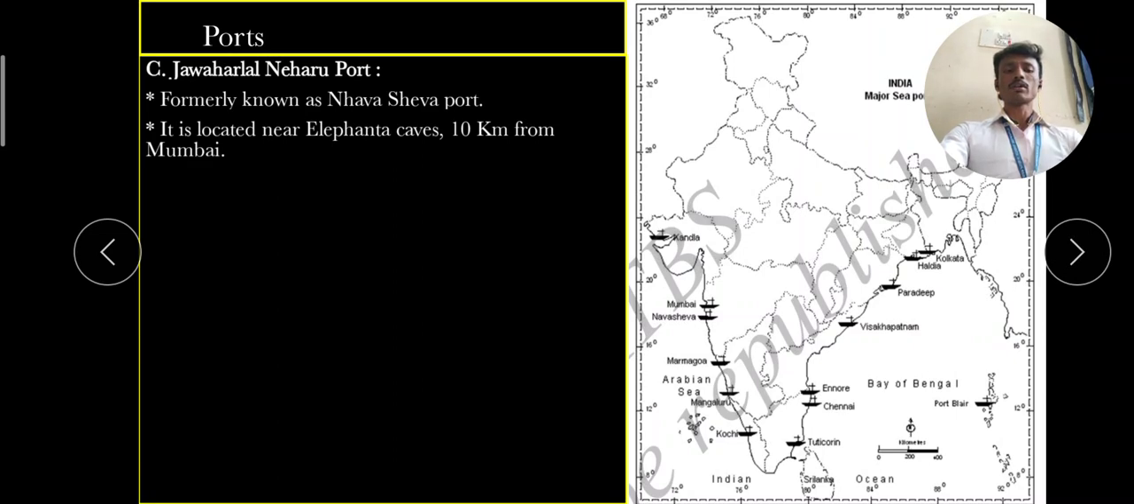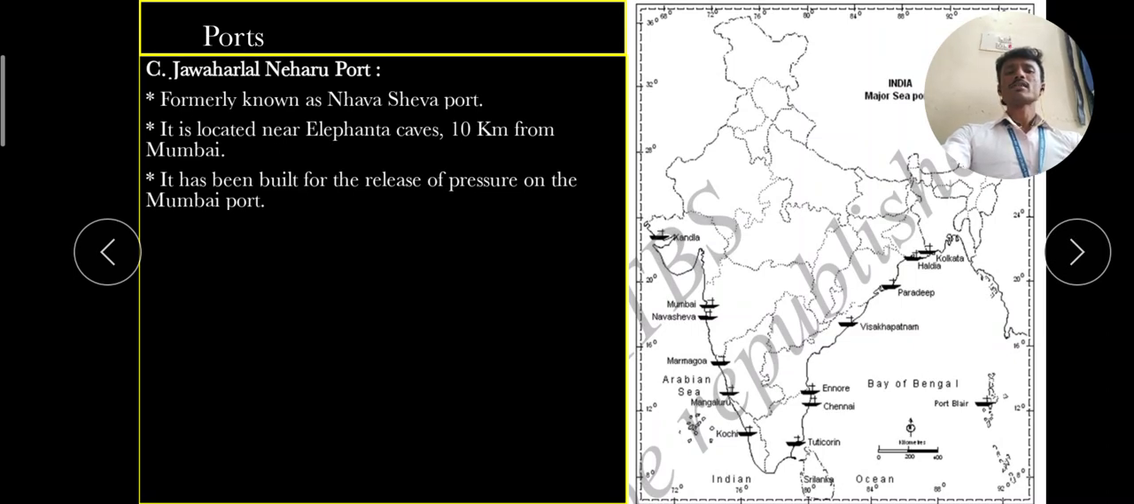Caves are underground enclosures over there. It is located near, about 10 kilometers from Mumbai, and it has been built for the release of pressure on the Mumbai port. So this is the substitute port to Mumbai. Got it? It was constructed to release the pressure, that is, to decrease the loading and unloading pressure. So this is Jawaharlal Nehru Port or Nhava Sheva Port.